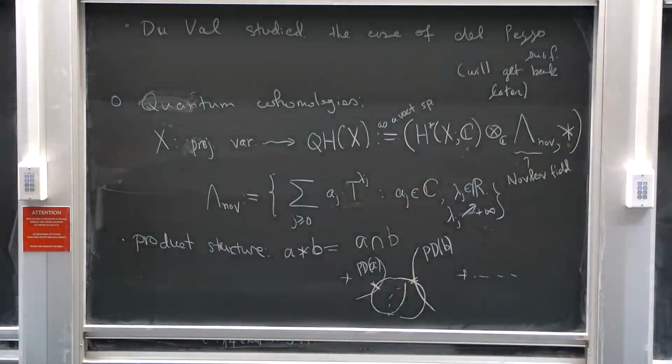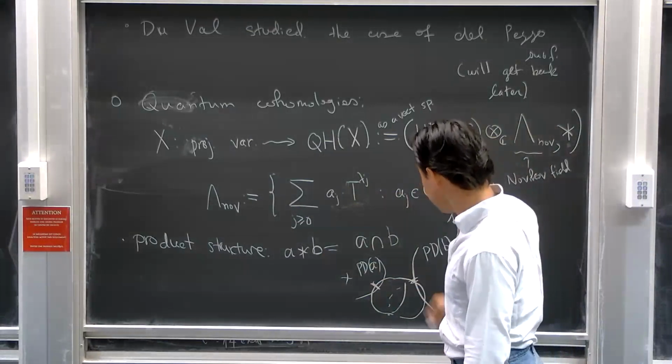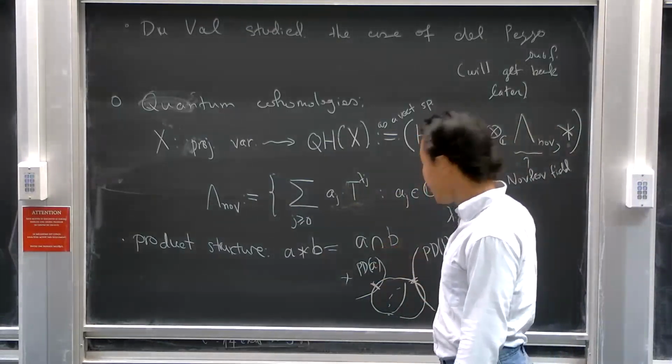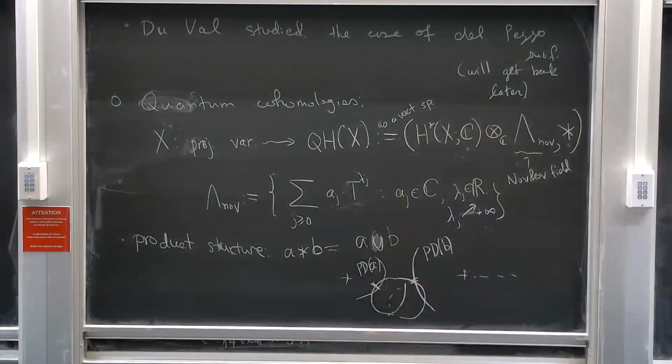What is it? A and B, it's A cup B. Yes, here. Yeah, you're right. And you're doing small quantum cohomology, like Exactly, I did yesterday. Yeah.